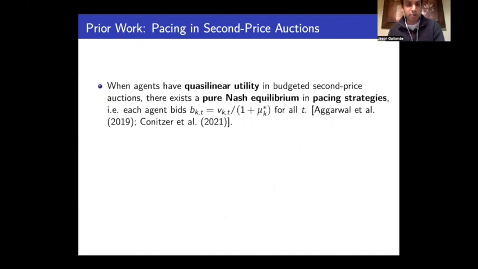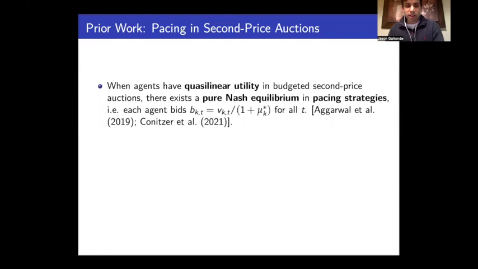So before I can get into the formal model and tell you our results in a bit more detail, I want to quickly talk about some related work in the setting. So repeated auctions have been studied in many, many papers, and there's also a lot of work for repeated auctions with budget constraints. I want to just talk, though, about the literature that's most related to our work, which is about pacing in second price auctions.